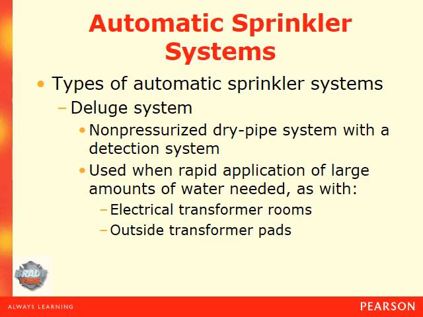Another system is a deluge system, and this is traditionally a non-pressurized dry system with a detection system. This is used when rapid amounts of water are needed in such places as hangars, electrical transformer rooms, or outside transformer pads. In the deluge system, essentially, the sprinklers are all in the open position. So when the water hits the sprinkler system, it floods the area.